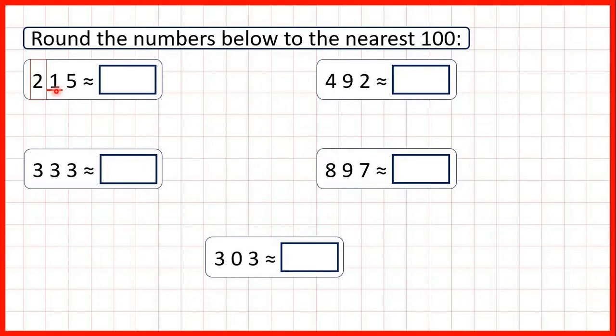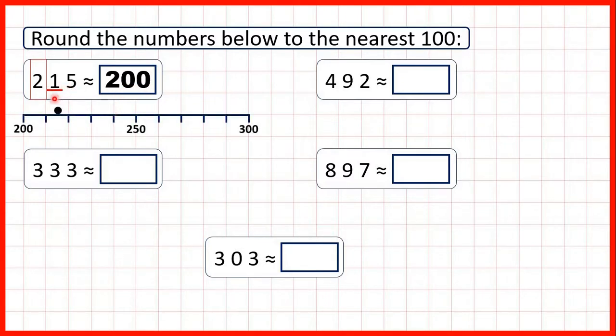Now if we have 5 or more, we round up, but if we have 4 or less, we round down, and because we have a 1, we're rounding down. That means the digit that we've circled, so our hundreds digit, is going to stay the same. So we get 200, because digits to the right of what we've circled turn into zeros.